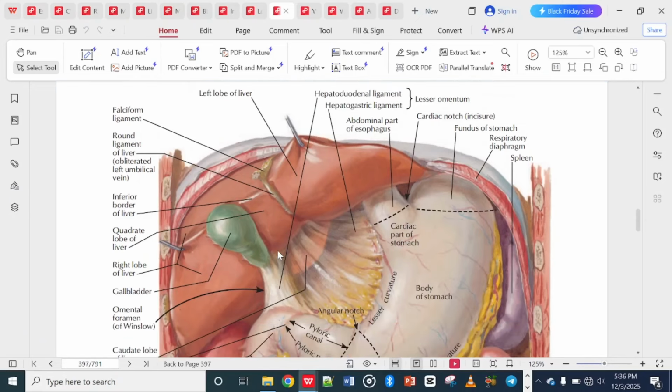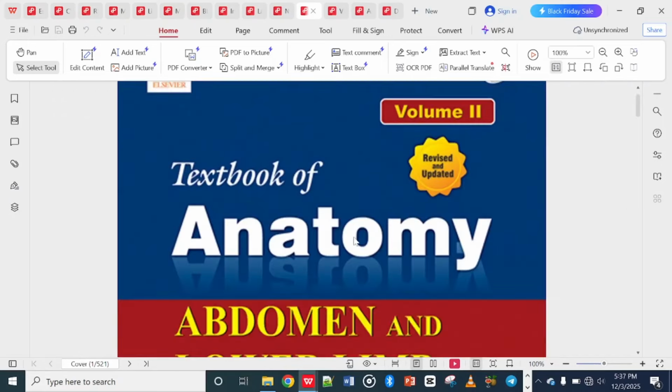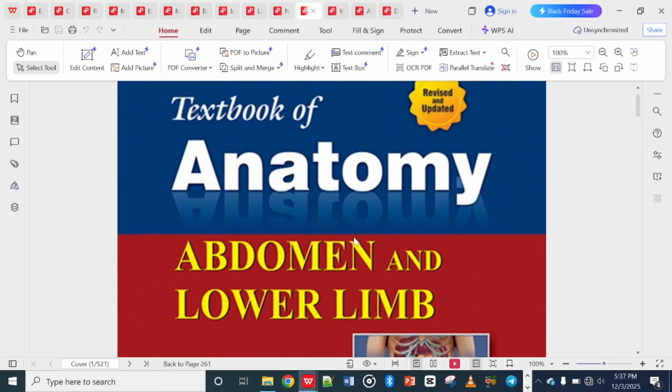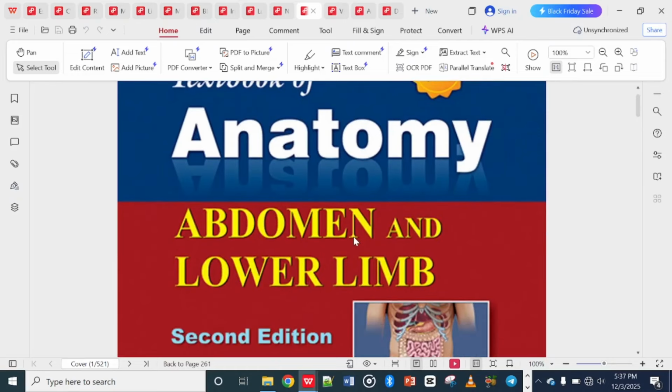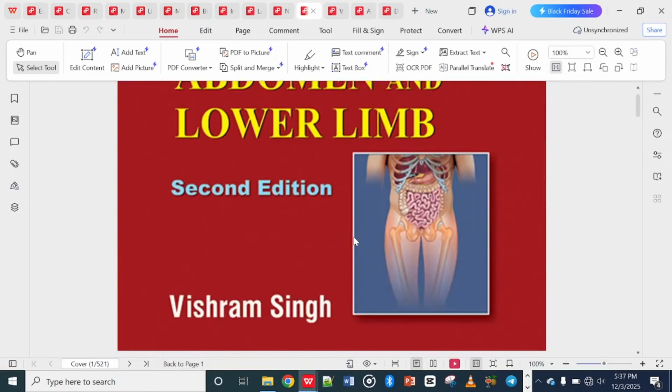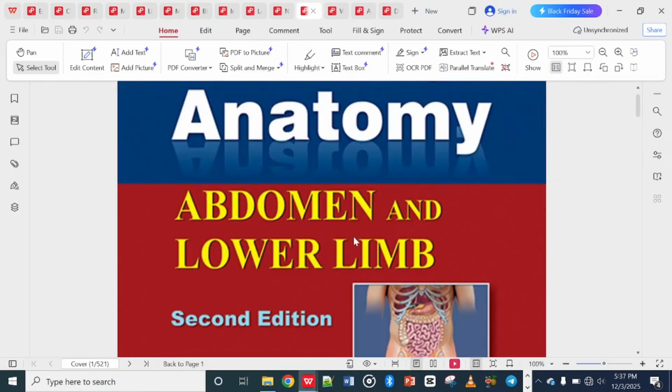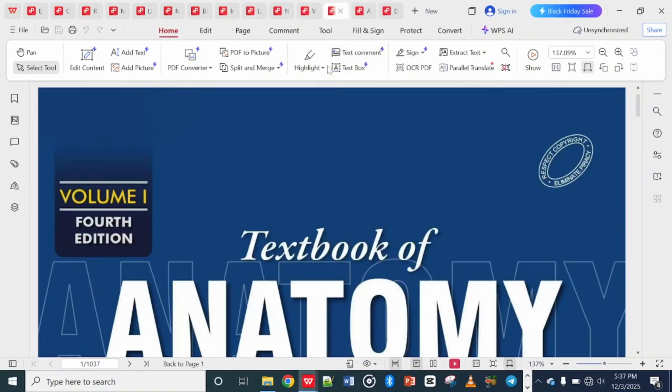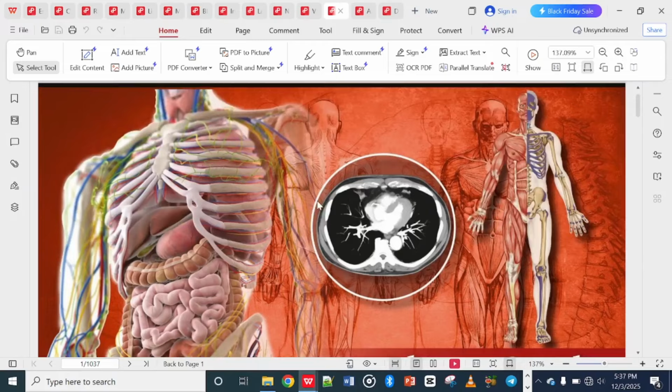So the main textbook I use to read for gross anatomy is actually Vishram Singh. Vishram has three volumes. That means you have the upper limb and thorax, then you have the abdomen and lower limb, and you now have head and neck. So I just have two of them for now. This one is upper limb and thorax. Then this other one is abdomen and lower limb. We have not started head and neck yet.